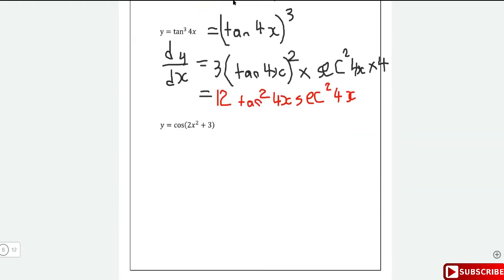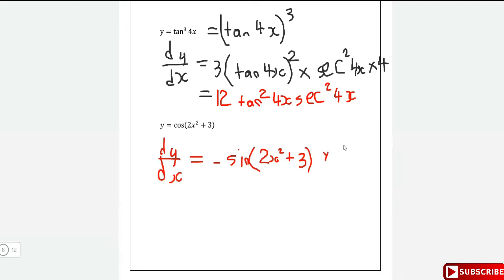All right, now here's a cosine function. To differentiate a cosine function is not bad. When you differentiate cosine, you get minus sine. So what you're going to get is dy by dx is equal to differentiating the cosine of any function of x. You get negative sine of what is inside the bracket. And what is inside the bracket? 2x squared plus 3. But then you have to multiply it by the derivative of what's in that bracket.